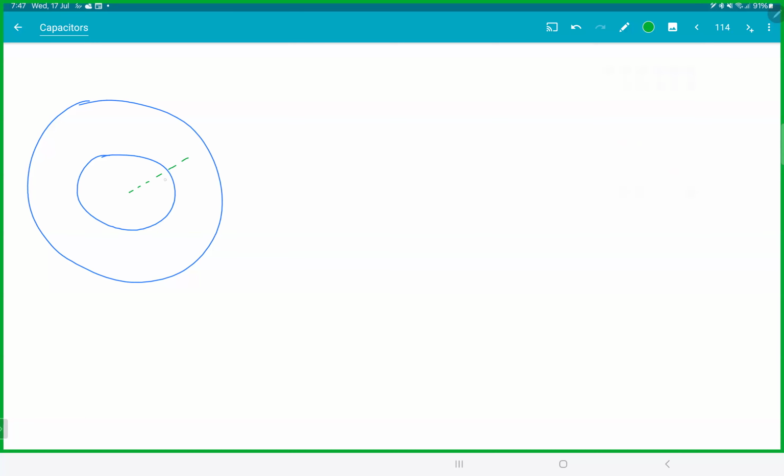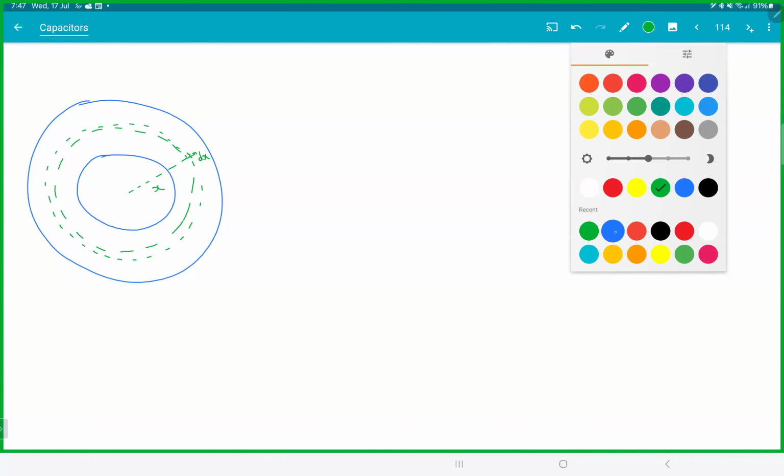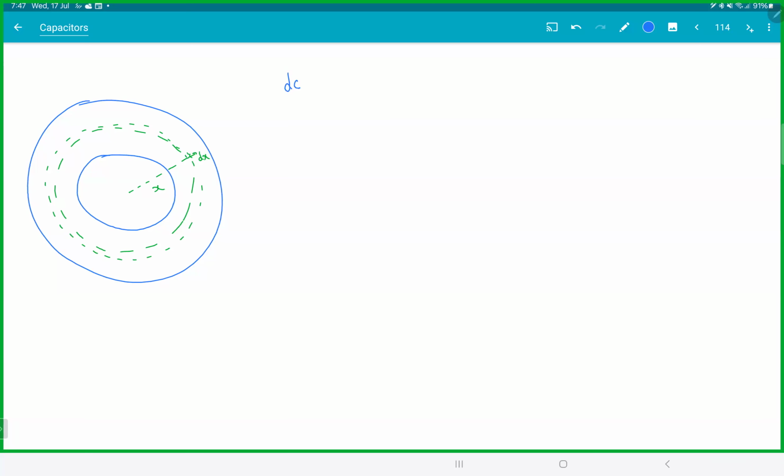So at a distance x from the center, take a thin shell of thickness dx. For this thin shell, the capacitance dC, the area would be 4 pi x square, epsilon. The thickness is dx into k. So here k is k naught x. So k naught 4 pi epsilon x cubed by dx.